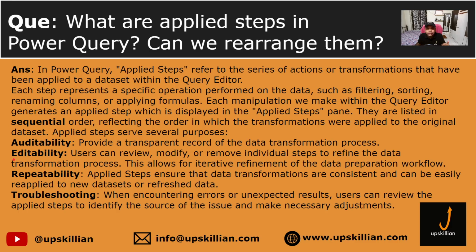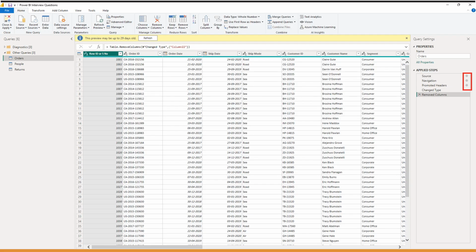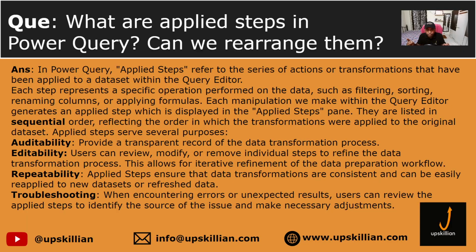The other feature of applied steps is editability. Once you have done a transformation, you can change that again. You can either delete that particular step or edit that particular step also. But all these steps cannot be edited. There are some steps which can only be edited. So how do you know which steps can be edited? Towards the right side of the step, you will see a small settings icon. If that's present, you can edit that particular step. If that's not present, you cannot edit that. We'll see that practically in some time.